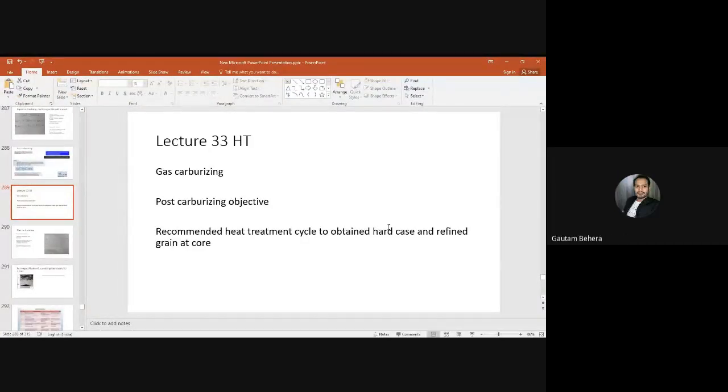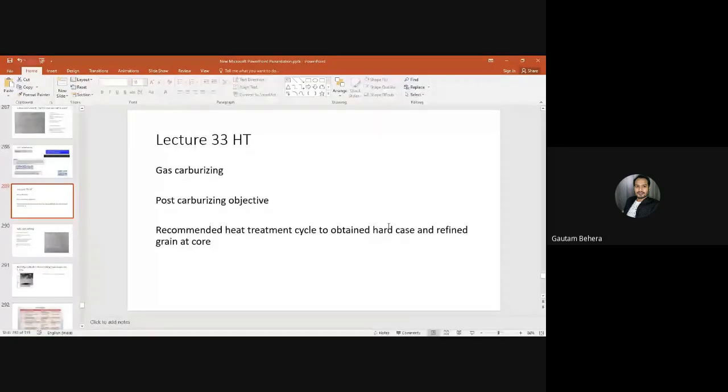Good morning, everyone. So, today's lecture number is 33 of this heat treatment class. And recently, if you remember in the previous lecture, we were in the new topic that is on carburizing. Which means basically we have to increase the weight percentage of carbon on the case of the steel, or on the surface of the steel, right?